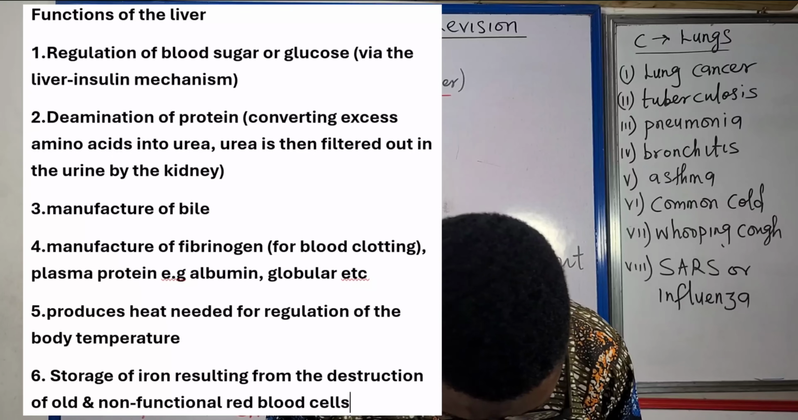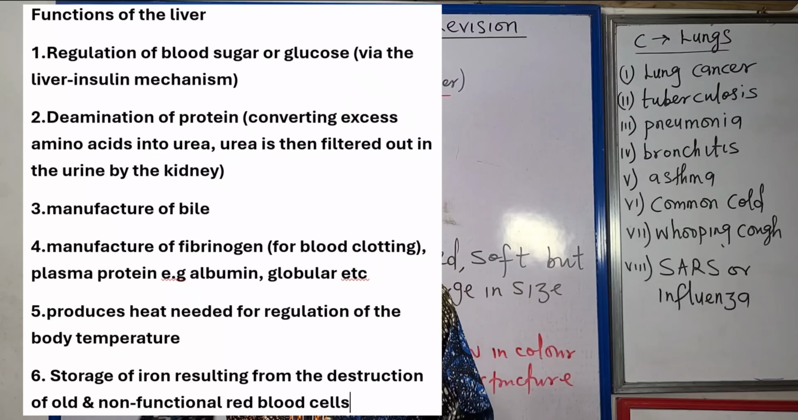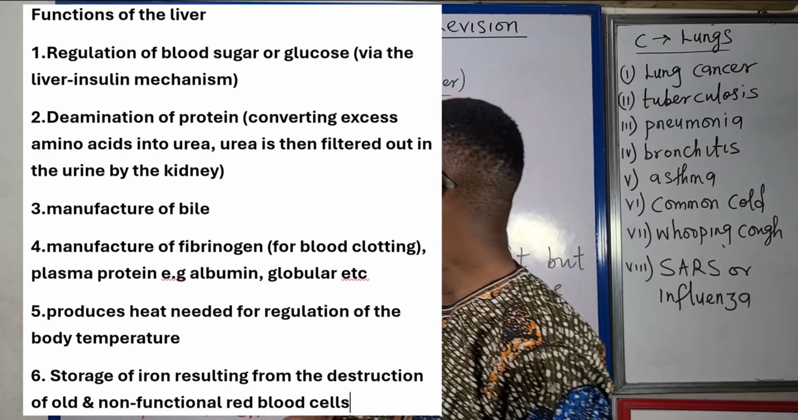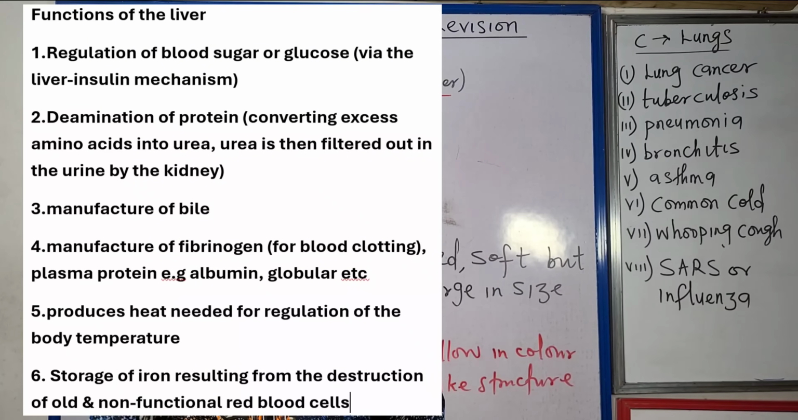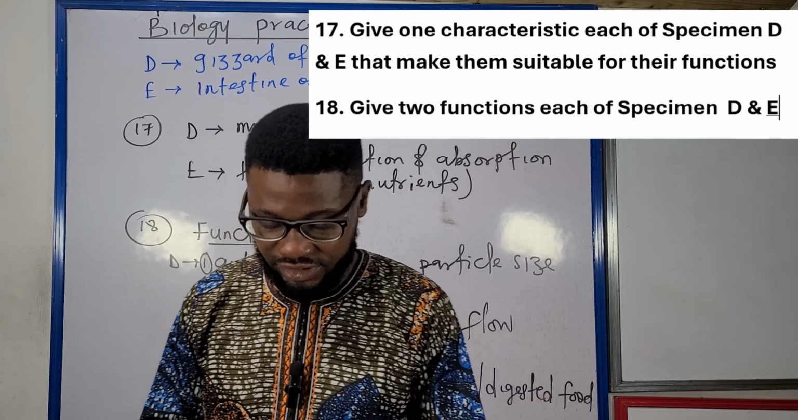And lastly, here we were told to suggest the system in the mammalian or human body associated with specimen B. That is the digestive system. We have talked about that before, and that just about ends question 16. So moving on to the next question, talking about question 17.